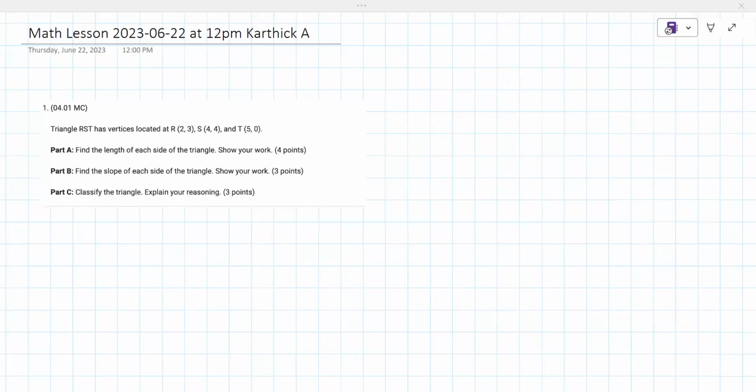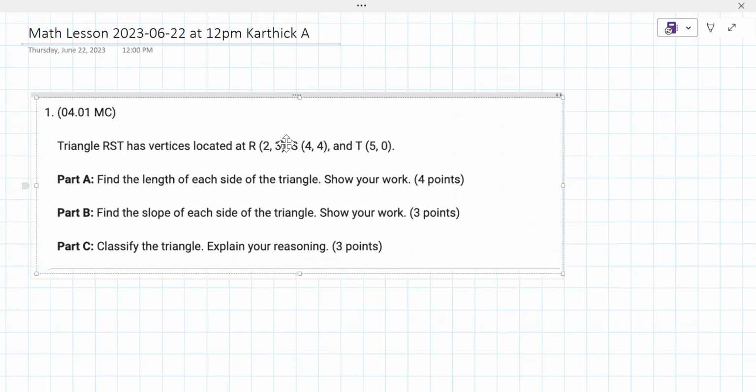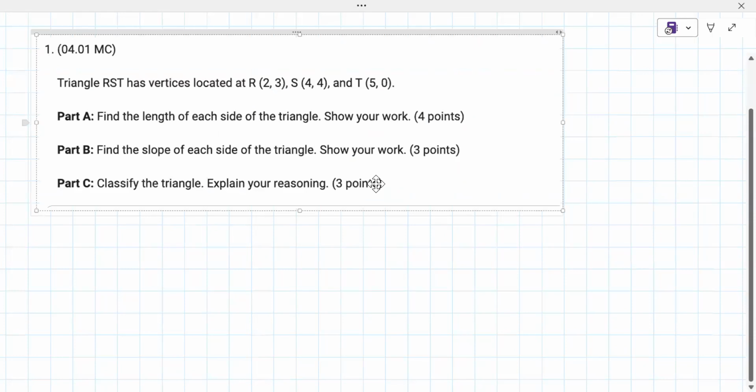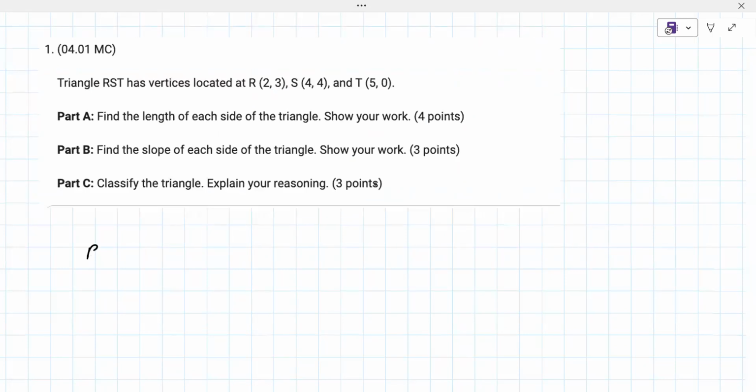All right, so triangle RST has vertices located at R(2, 3), S(4, 4), and T(5, 0). Find the length of each side of the triangle. Show your work. For part A, you've got to find the distance from R to S. I guess we should use the distance formula since it's more appropriate than drawing the triangles.